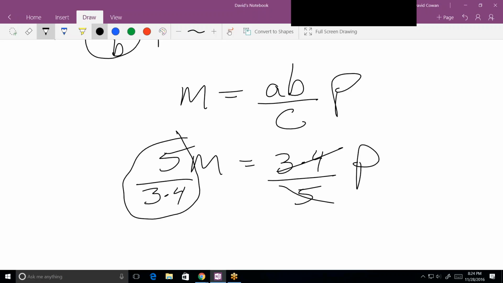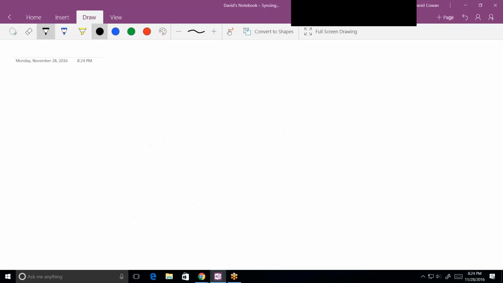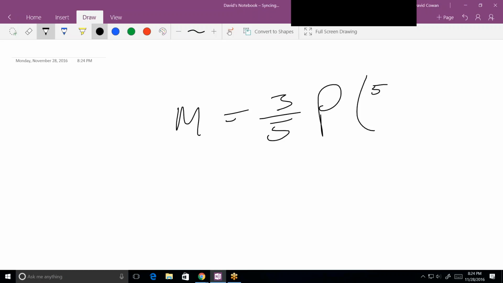So whenever you have a situation like m equals 3/5 p, and you want to solve that for p, multiply both sides by the reciprocal, because that gets rid of that, all in 1 step, and then you're left with p.